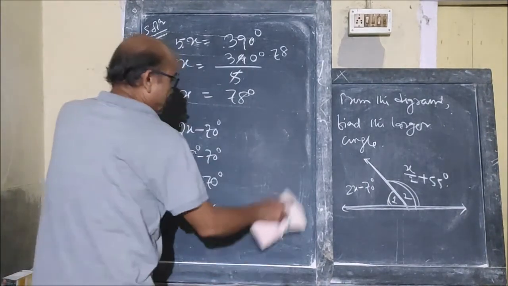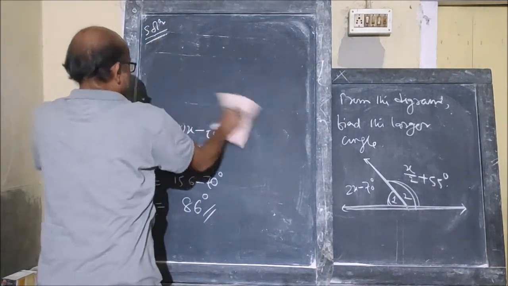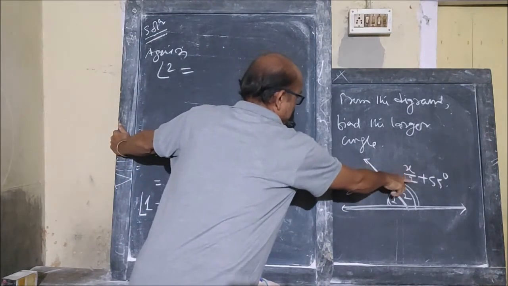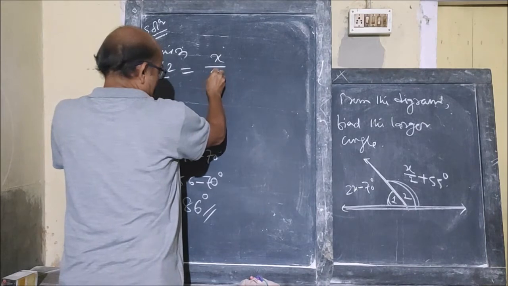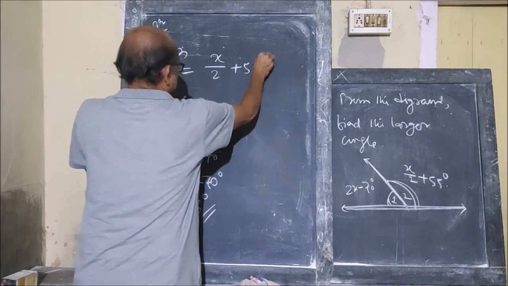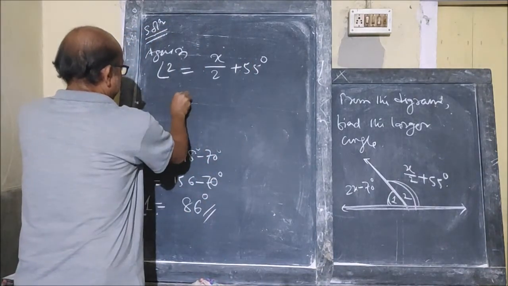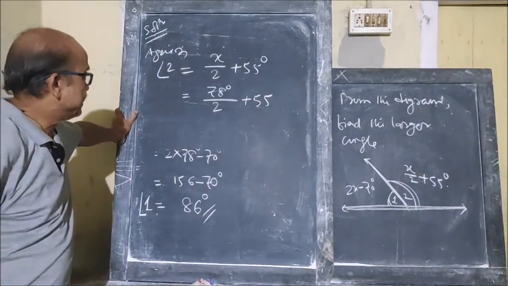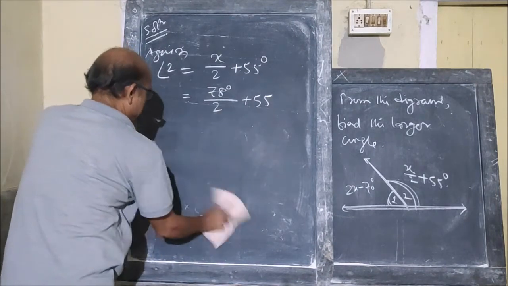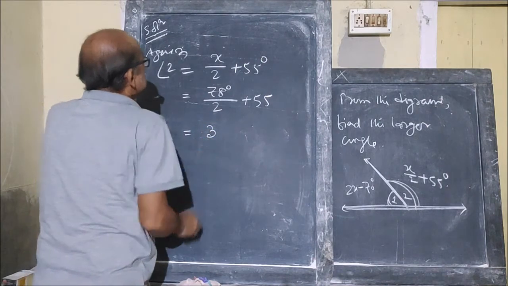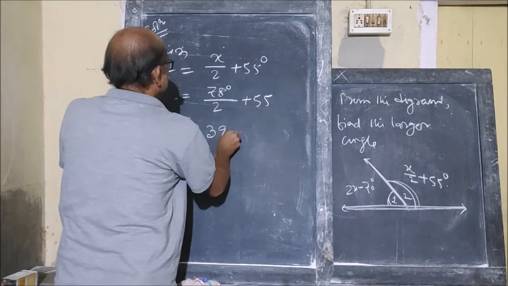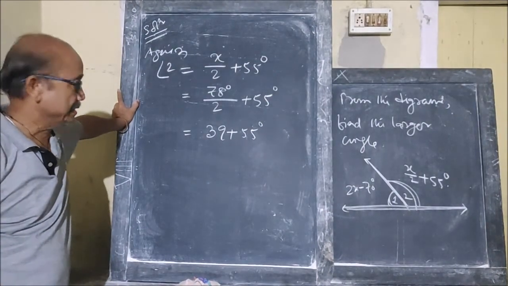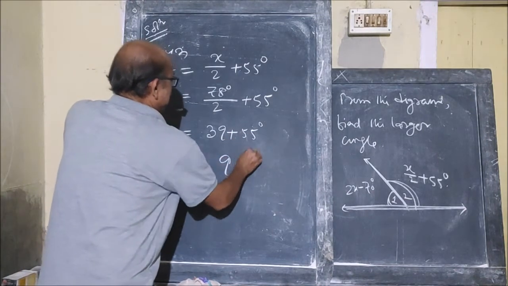Again, angle 2 equal to what? Angle 2 means now x by 2 plus 55 degree. X means what? 78 degree divided by 2 plus 55. That means 39 plus 55. 39 plus 55 equal to 94 degree.